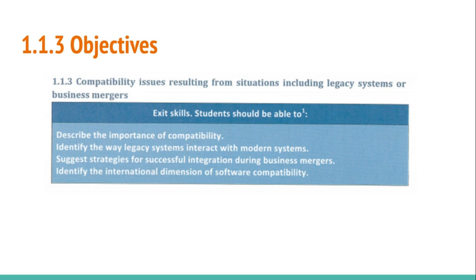All right. So, next, objective 1.12 is very short. 1.13 is all about compatibility. We're going to focus on talking about something called legacy systems and also talk about business mergers. After this lesson, you should be able to describe the importance of compatibility, identify the way legacy systems interact with modern systems, suggest strategies for successful integration during business mergers, and identify the international dimension of software compatibility.